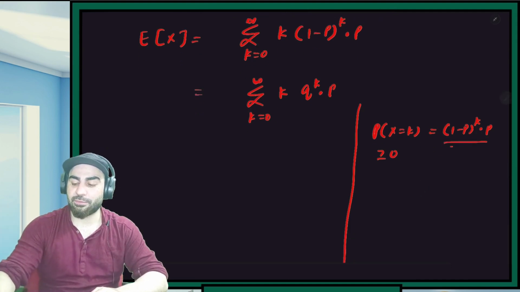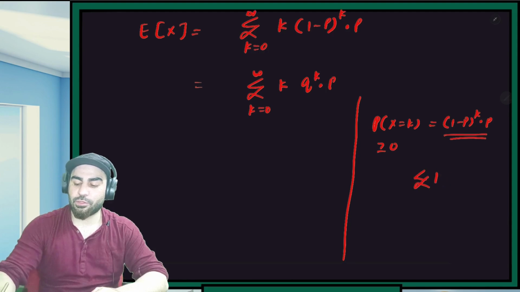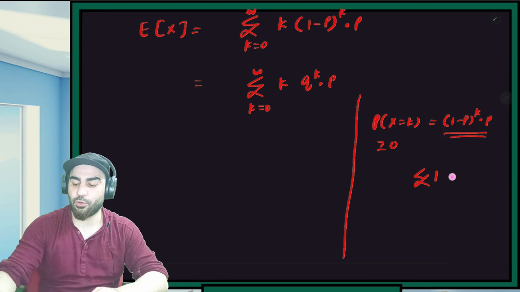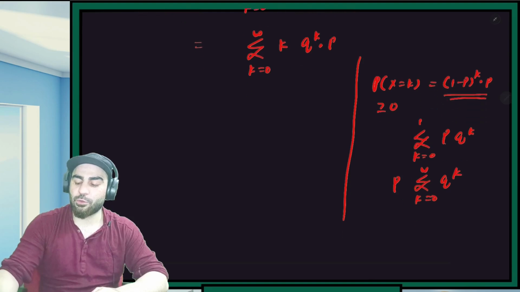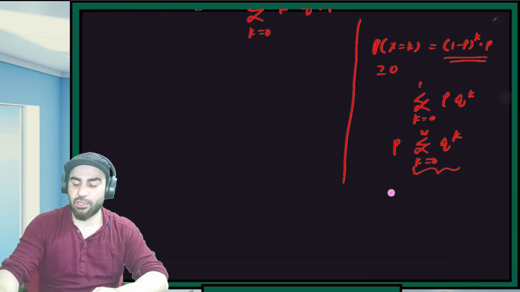I can say if I sum this up, let's suppose k goes from 0 to, let's suppose, n. So what I can do is I can say q^k. Now if you see, this p does not depend on k, so I can bring this out. So I can say k goes from 0 to n. This over here is a geometric series. Here, the sum of a geometric series is this.